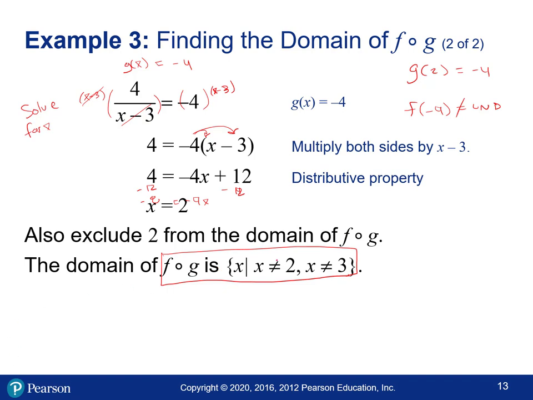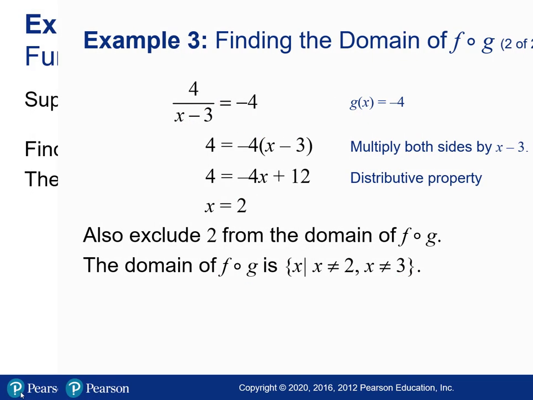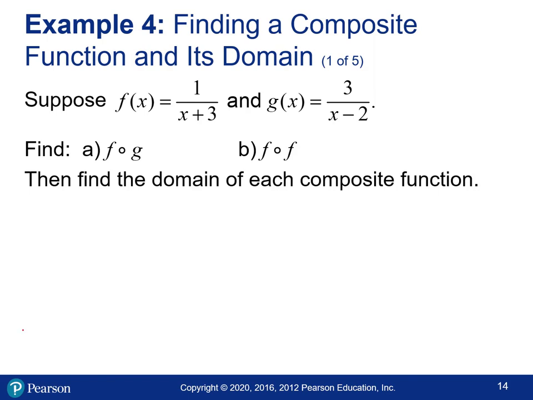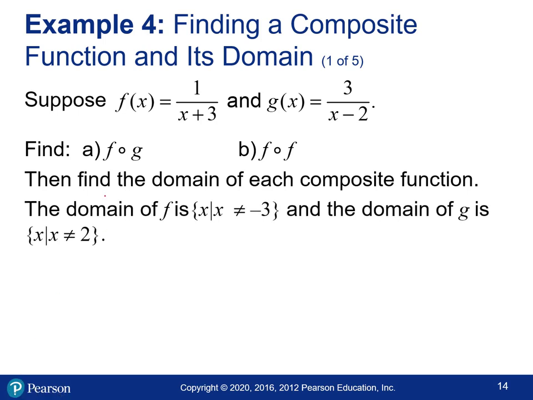So we had to look at both the original domain of our inside function and the resulting function, what happens for that one. Okay, so let's do this one. This time we'll actually find the composition and then the domain that way. The last one we didn't actually do the composition, but this time we will. So find f of g first, and the domain. First notice that for f, you cannot plug in negative 3, so we're going to exclude that. And for g, you cannot plug in 2, so we're going to exclude that. We'll just keep those in mind.